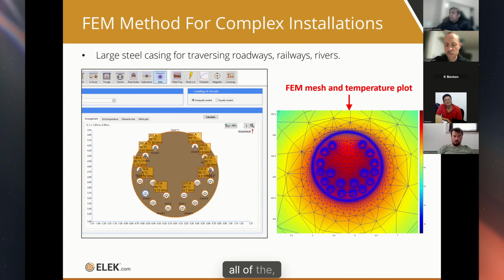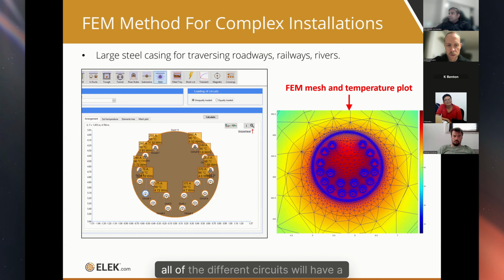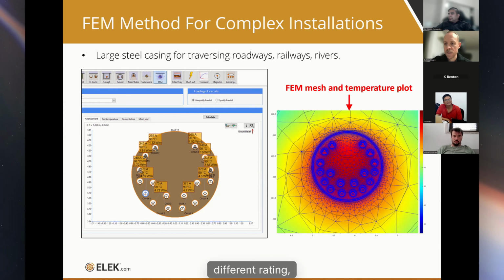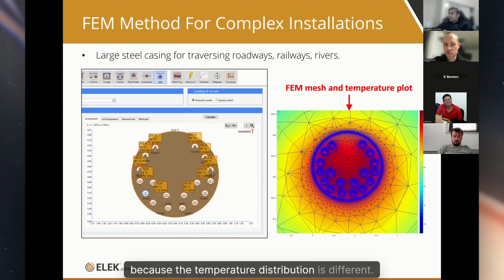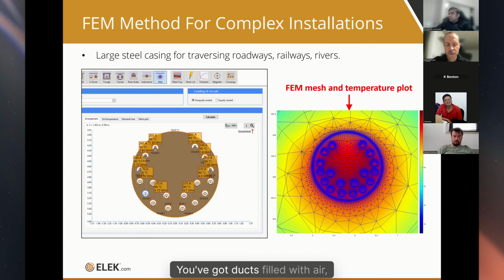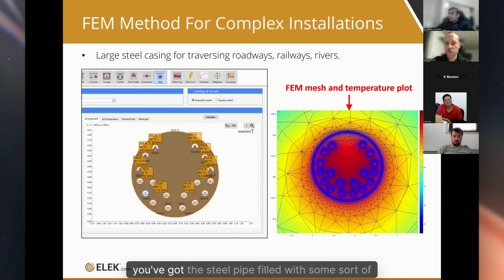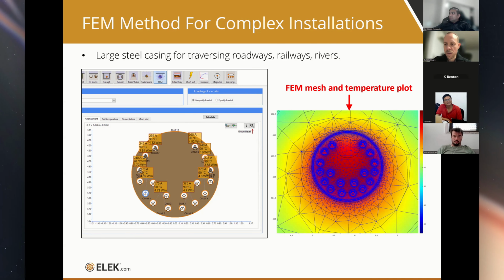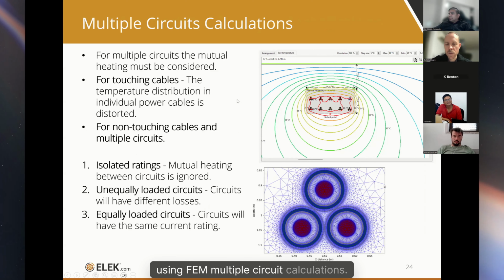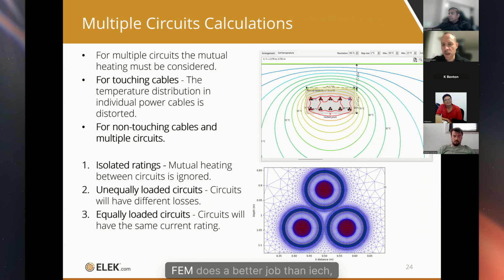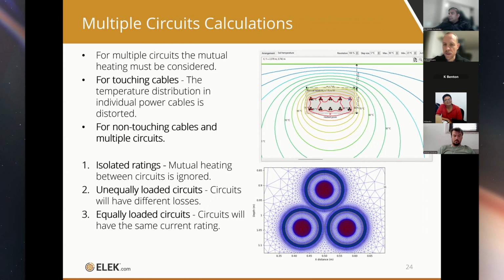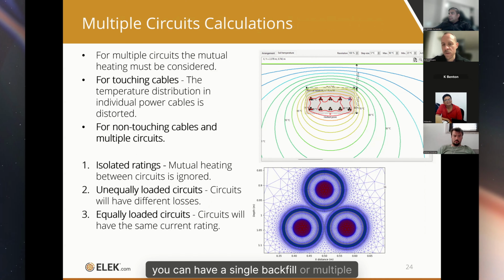If you look at the model closely, all of the different circuits will have a different rating because their temperature distribution is different. You've got ducts filled with air. You've got the steel pipe filled with some sort of material which has a thermal resistivity. And all of the mutual heating can be calculated using FEM. Multiple circuit calculations, FEM does a better job than IEC at this. You can have a single backfill or multiple backfills.